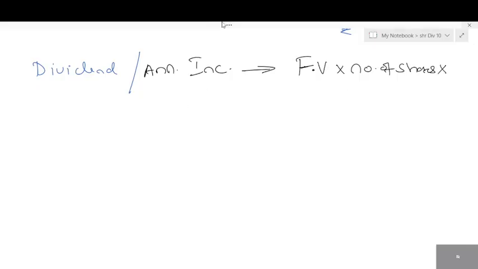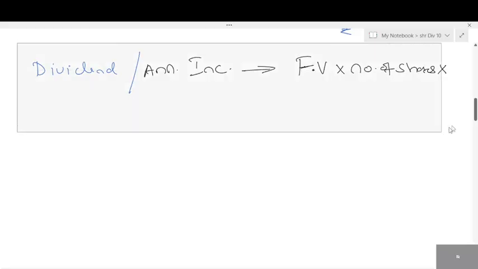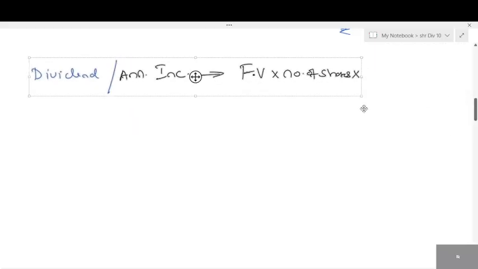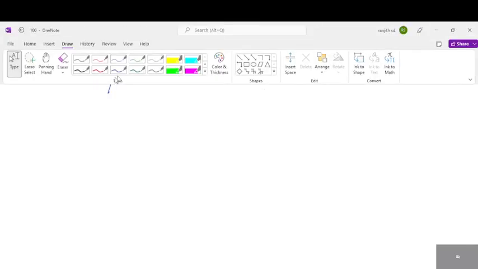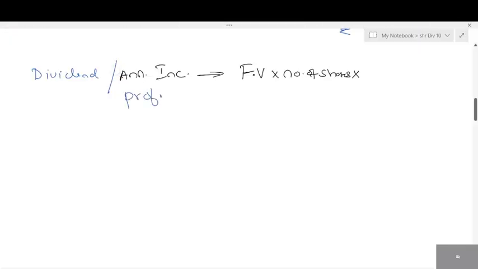Whenever dividend is given, students, they will also give a rate to calculate dividend. So dividend is the annual income or profit. Remember all these words. They might ask you to find dividend, profit, annual income or just income. There's only one formula for that: face value, or nominal value, into number of shares into rate of dividend. They will definitely give you some percentage, 5% or 10% rate of dividend.